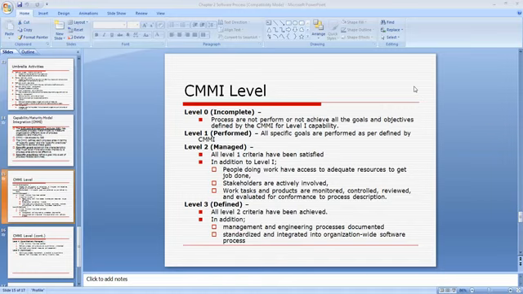Okay. The third task is: work tasks and products are monitored, controlled, reviewed, and evaluated for conformance to the process description. Now, we are working on one software project. Each one has been given some task. So that task should have some time limit. Some schedule is given to a particular task, and the people are working on that.